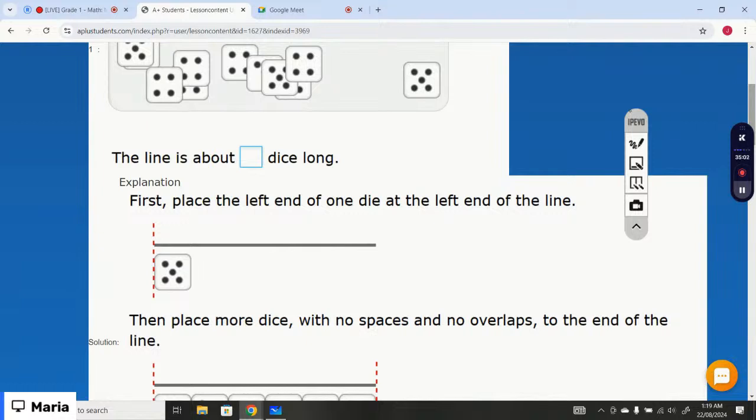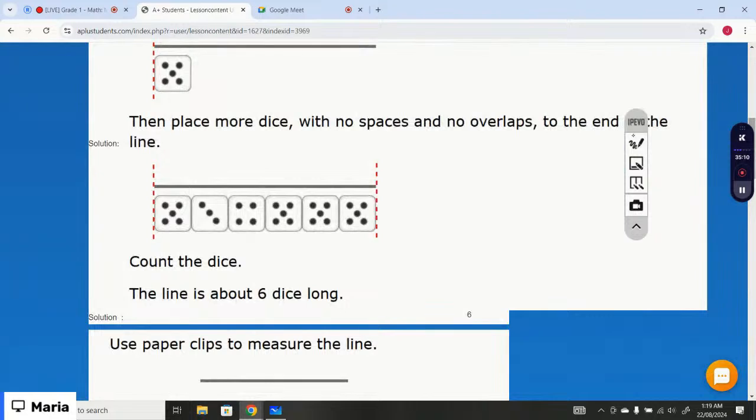Place the left end of one die at the left end of the line. Then place more dice with no spaces and no overlaps to the end of the line. And then you have to count how many dice you placed from here to here. They are 1, 2, 3, 4, 5, 6. Basically, you are measuring the length of the line with other objects, right? You are measuring the length of the line with the dice. So the correct option is 6 dice. That means the line is about 6 dice long. The correct option is 6.